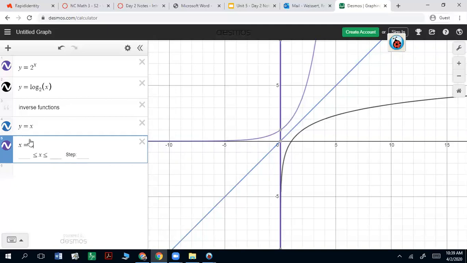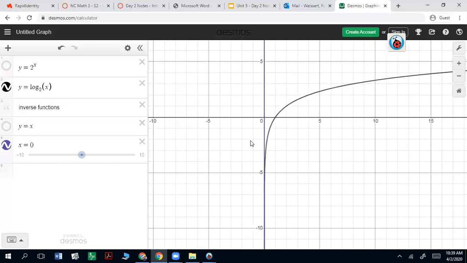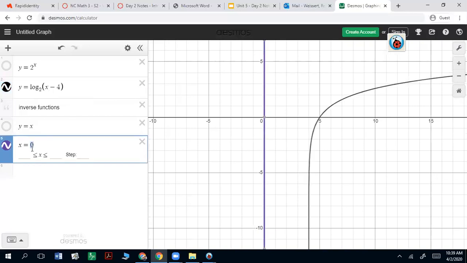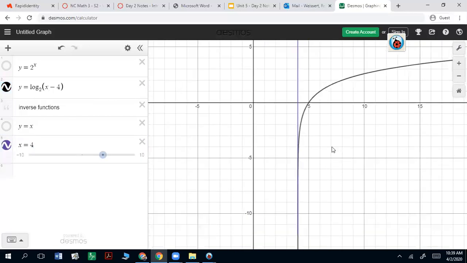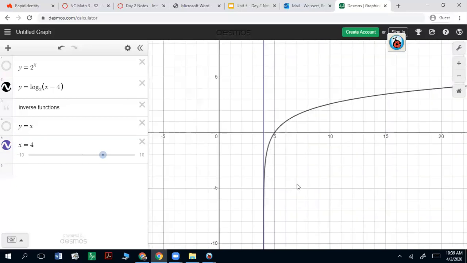Excuse me. Let me hide those two for a minute. So this graph will never cross over x equals 0. And if I move the graph, let's say to the right, I could do -4. Well, that would shift that vertical asymptote to x equals 4. So it's never going to cross over 4 in this case. It'll still open up quickly.